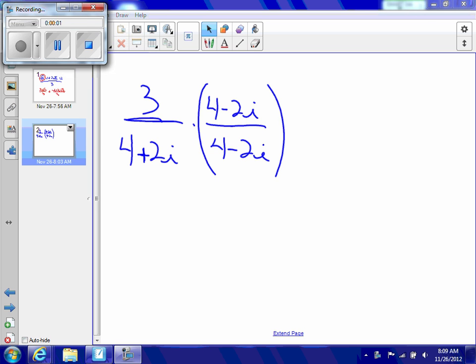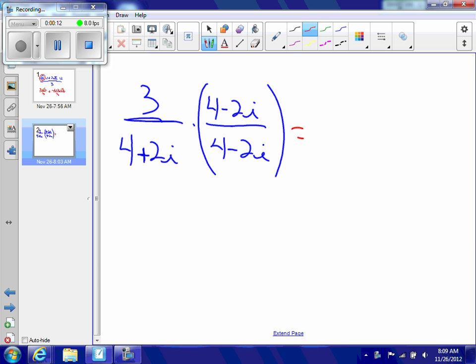Okay, so we're just simplifying a complex number. We're writing it in standard form, so we're going to multiply the numerator and the denominator by the conjugate. So for my numerator, I'm going to get 12 minus 6i. And my denominator, I can do this two ways.